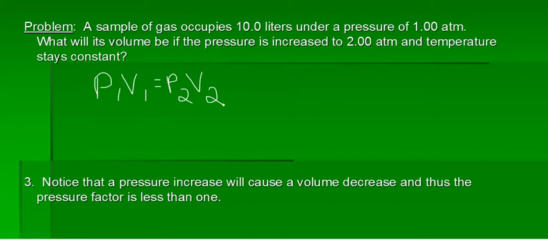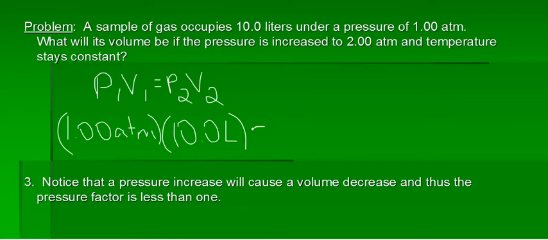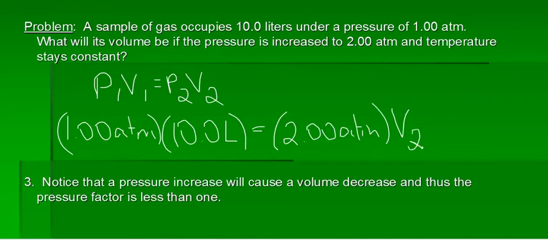Setup looks like this. Initial pressure, we can leave it in atmospheres. Initial volume, we can leave it in liters. The units really don't matter as long as they're the same on both sides of the equation. P2 is 2 atmospheres. And we're looking for the final volume, V2. So setup, very simple, just like that. 10 divided by 2, so V2 is equal to 5 liters. The pressure went up, the volume went down, and that's what we would expect.